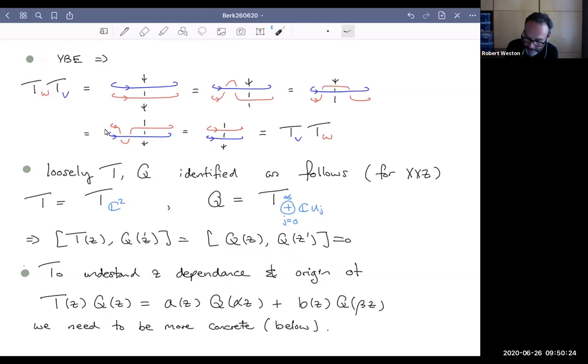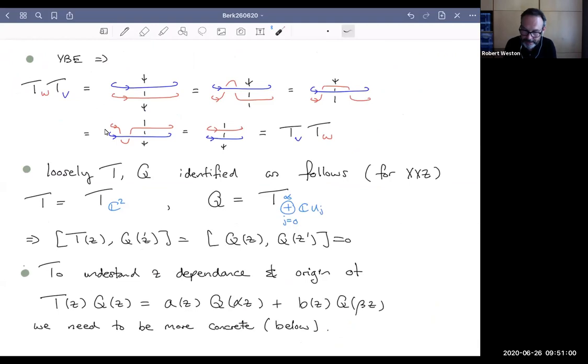But that's only part of the properties of T's and Q's. I also need this particular Z dependence, I need polynomiality, I need diagonalizability, and I need, most importantly, this relation down here. And to understand the Z dependence and the other properties associated with it, we need to be much more concrete, and that will come out later on. All right. Everybody happy so far? Good.